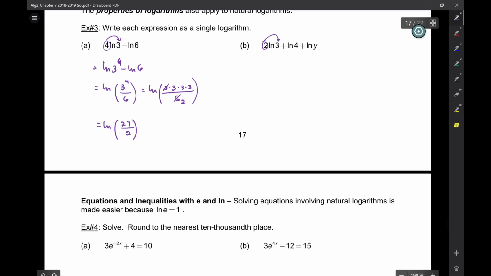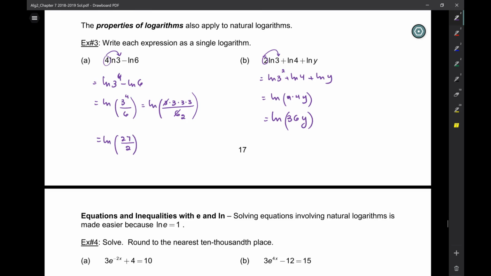So we're going to have ln of 3 squared plus ln of 4 plus ln of y. And that's ln of 9 times 4 times y. And that's ln of what? 36y. Okay, it's good practice to put the parentheses. If you don't, it's not too big of a deal.